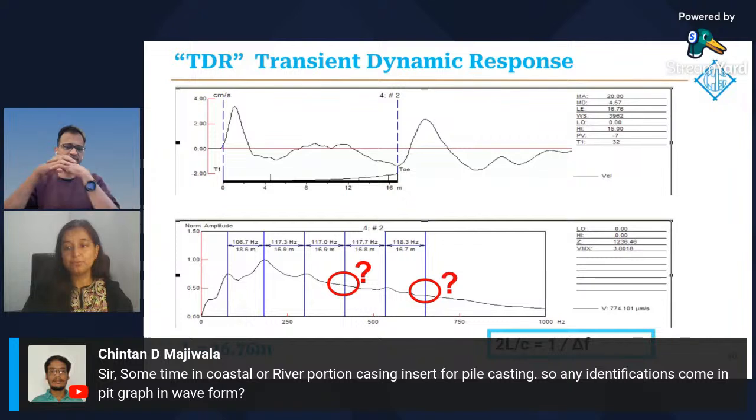Sir, sometimes in coastal or river portions, casing is inserted for pile casting. So, does any identification come in the PIT graph waveform? No, Chintan, not really. You can't really figure it out in the PIT data. But again, if a casing, permanent or temporary liner, has been installed, usually you'll find that information in the bore logs. So PIT will not give you this information.